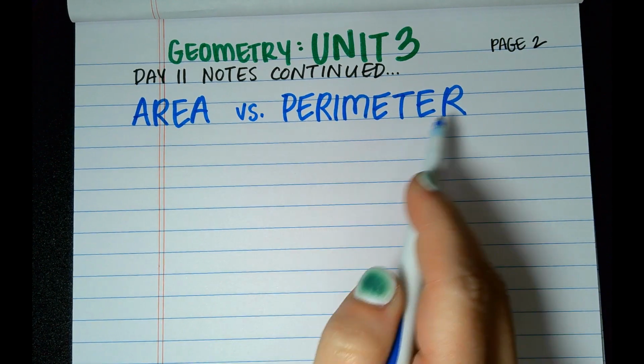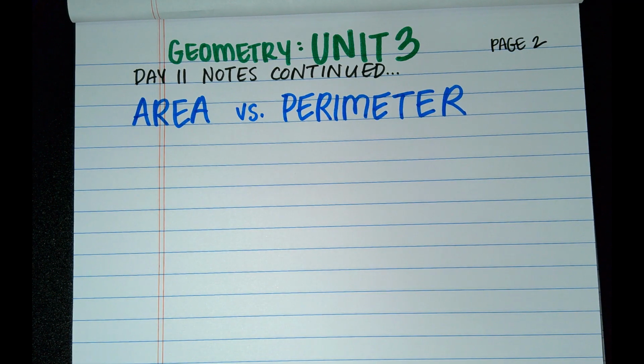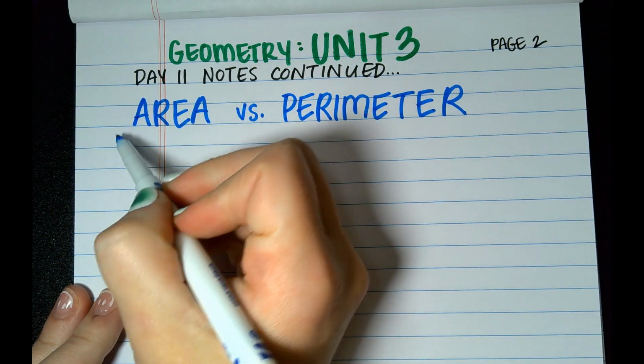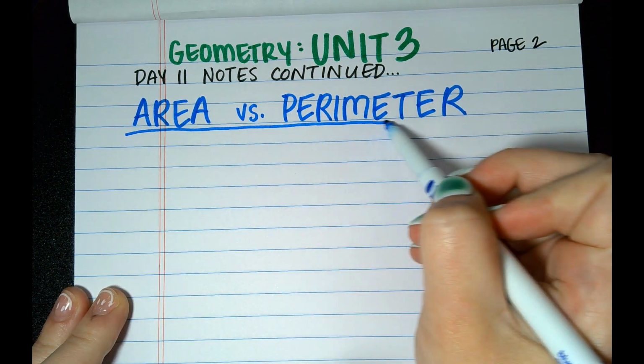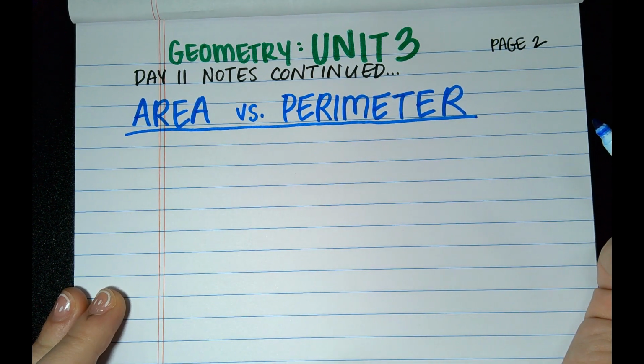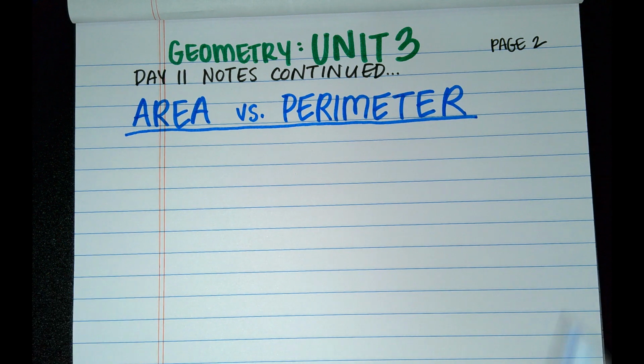Area versus perimeter. Does anybody know what area or perimeter is? Erica? The area is the area inside the shape. It's the space inside the shape. Yes. The perimeter is the line around it. Yes. I mean, that's the perfect way to describe it.